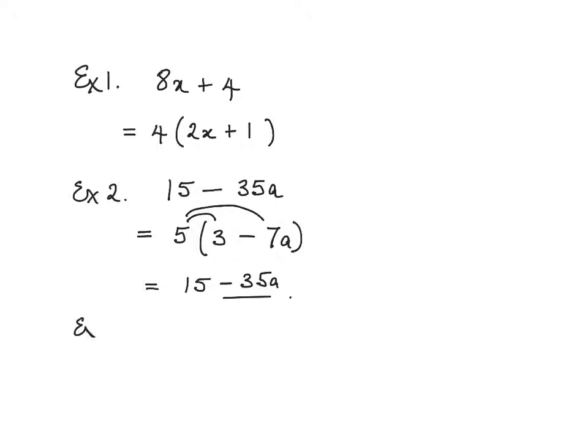Example 3. What about something like this? A squared plus 2a. Now in this expression, we do have the number 1 common to both terms, but that doesn't interest us. We have the letter A common to both terms. So A times what gives me A squared? A times a. A times what gives me 2a? A times 2.